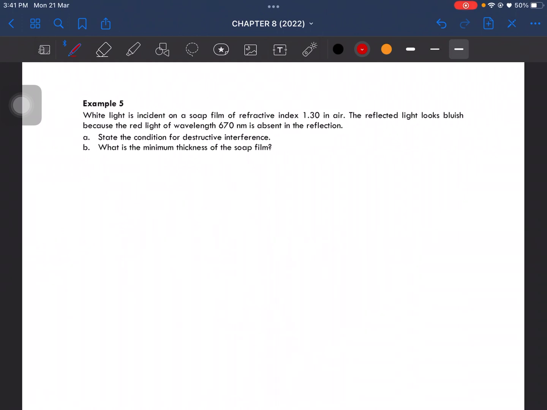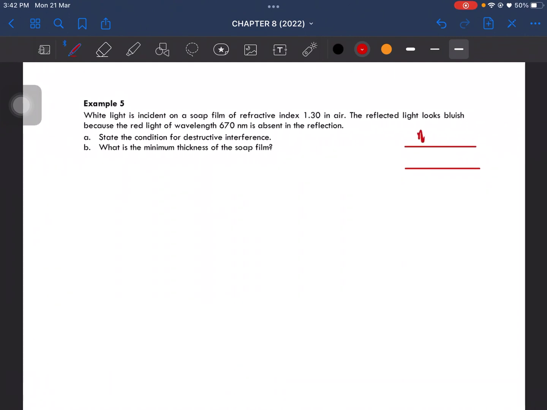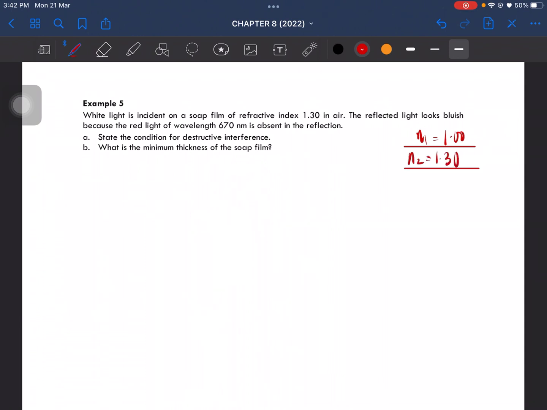So this one is for white light incident on a soap film, that is for a less dense medium, remember? So we have air, we have the soap film, and then back to air. So this is n1, and then n2 is 1.3, and 1 is back as air. This is for the soap film, right?